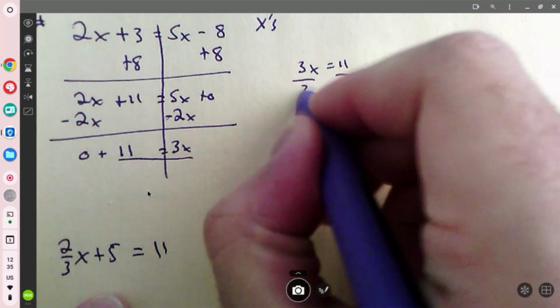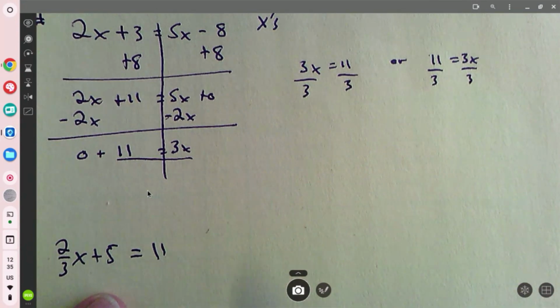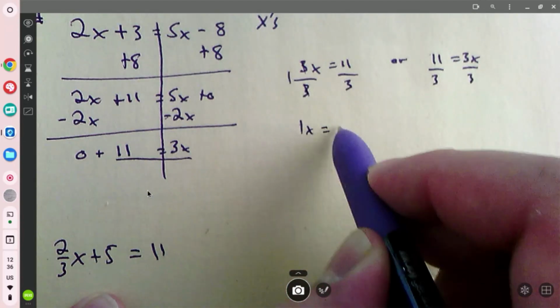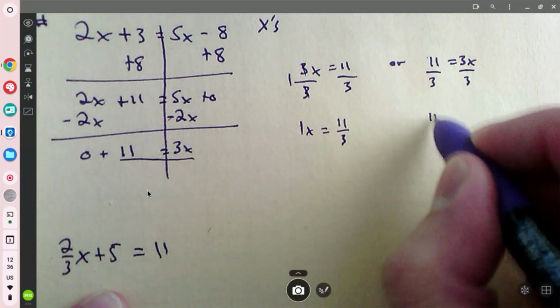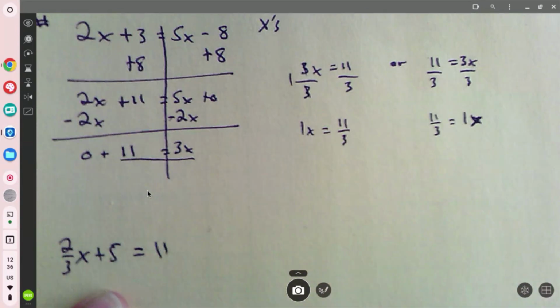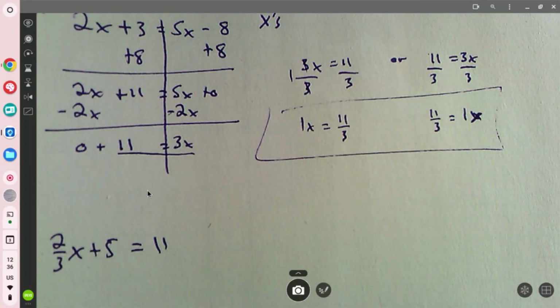So when we divide by 3, it means we divide everything by 3. 3 divided by 3 is a 1, so we have a single x is equal to 11 over 3. Same thing over here, 11 over 3 is equal to a single x. So here is our answer for our first bell work question. Yes, Kaden. I am so much smarter now.